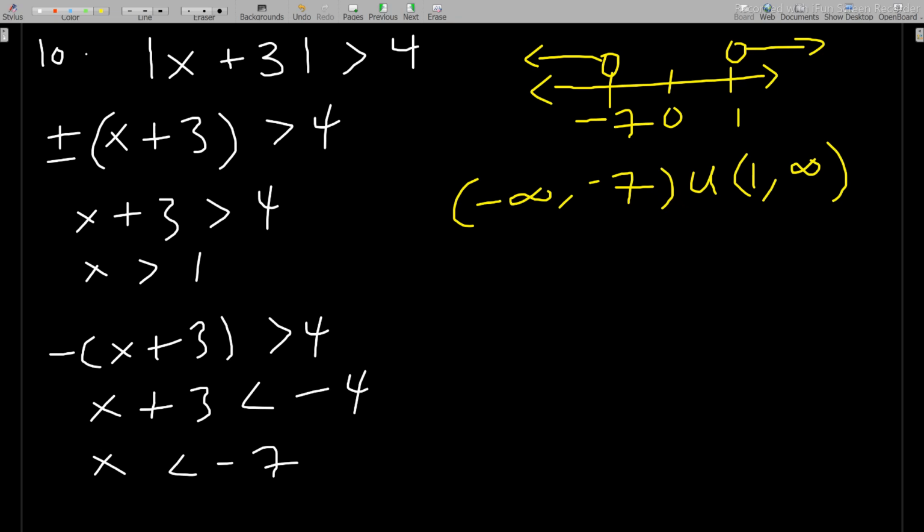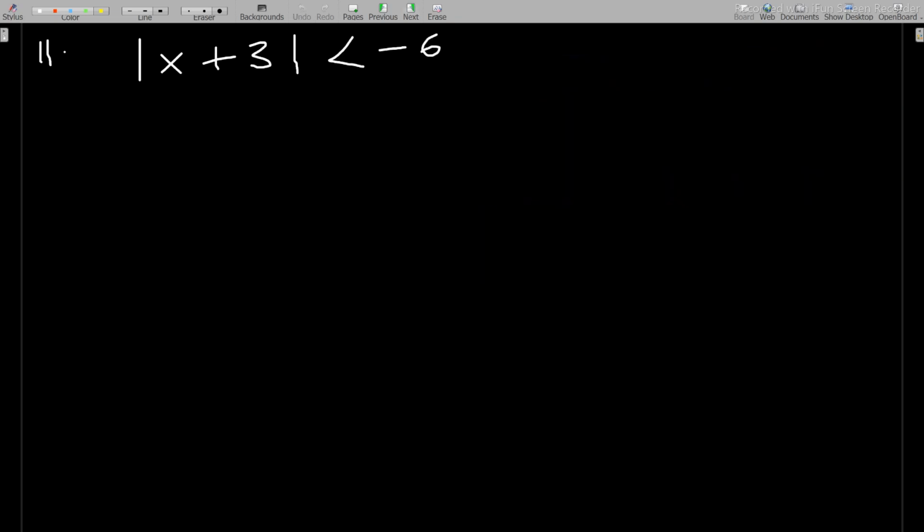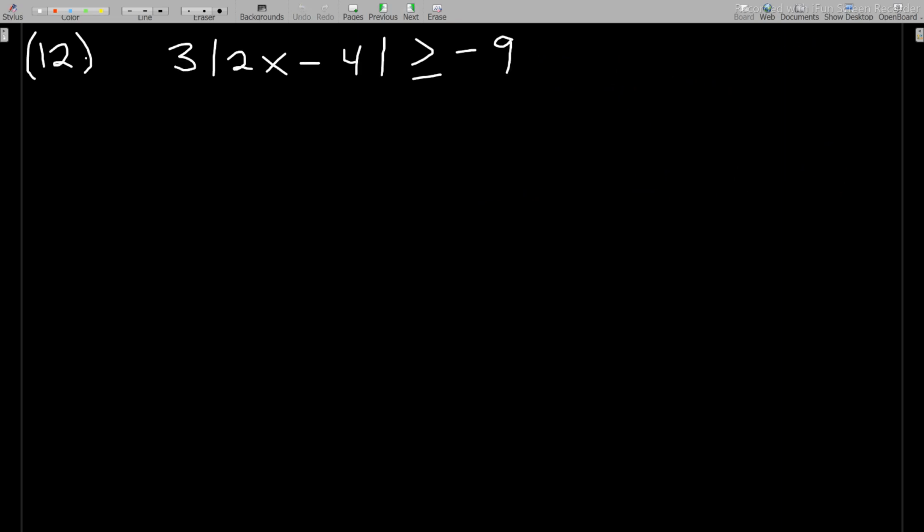So I hope you understand it. Now with this one, the absolute value of the expression x plus 3 is less than negative 6. What's the solution to this? First, note that when you have an absolute value less than a negative number, there is no solution. So, no solution to this. I hope you get it. There's no way the absolute value of any expression will be less than a negative number.